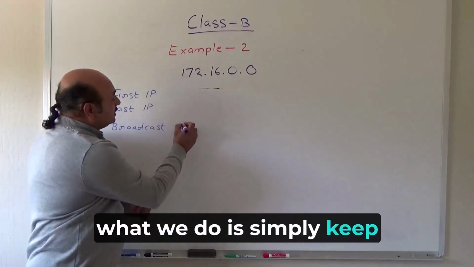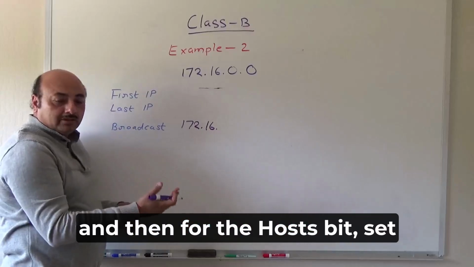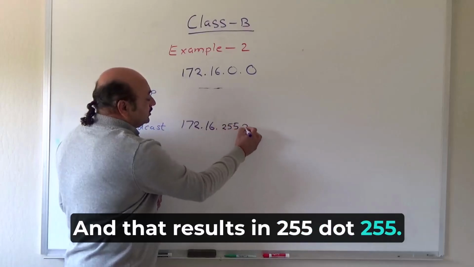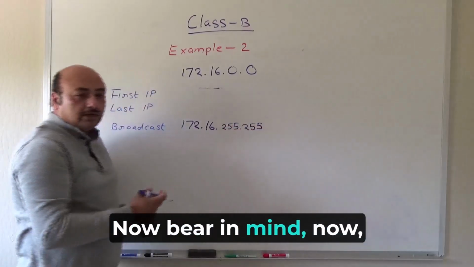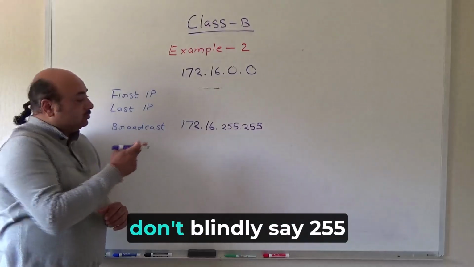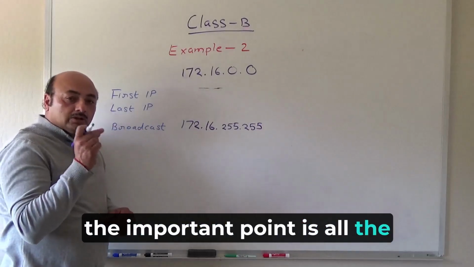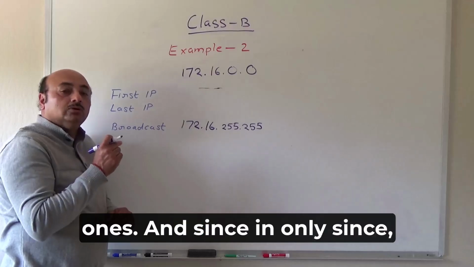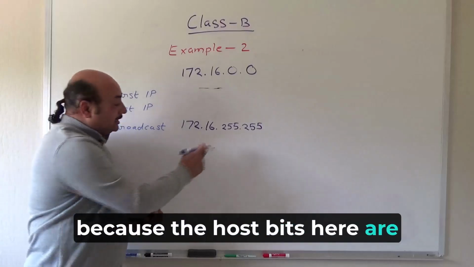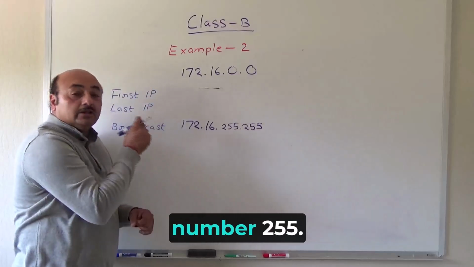Finding the broadcast address is pretty simple because we just discussed it in the first example. What we do is simply keep the first 2 bytes as they are, and then set all the host bits to all ones. And that results in 255.255. Now bear in mind, when we come to the topic of subnetting, we need to be careful that we don't blindly say 255. The important point to remember is that all the host bits have to be set to ones. And only because the host bits here are 8 and 8, we've set them to all ones, and that's why we're getting the number 255.